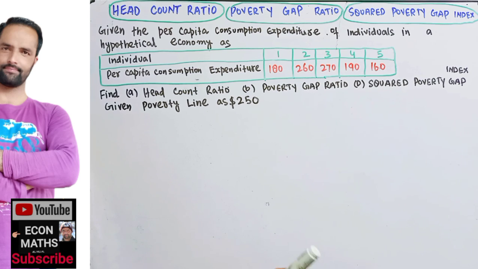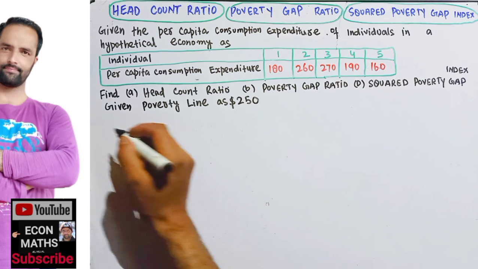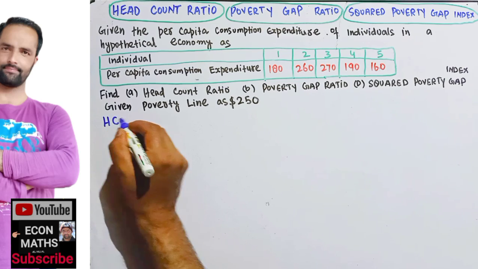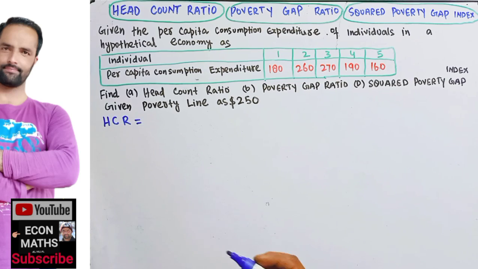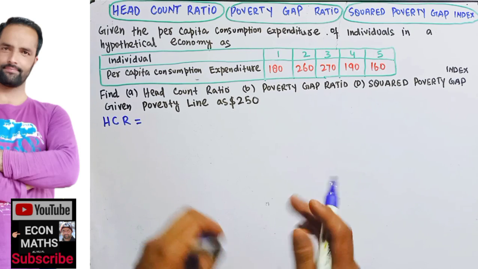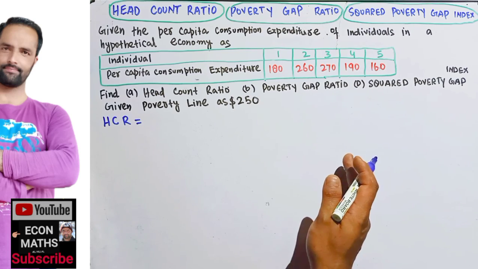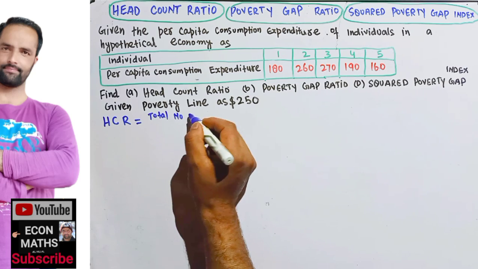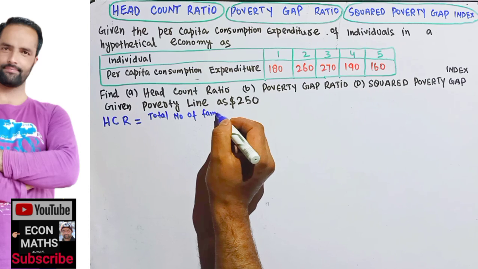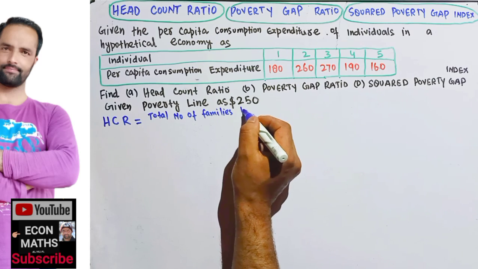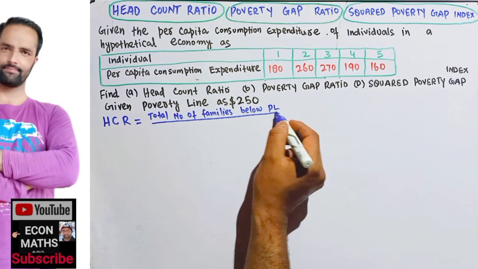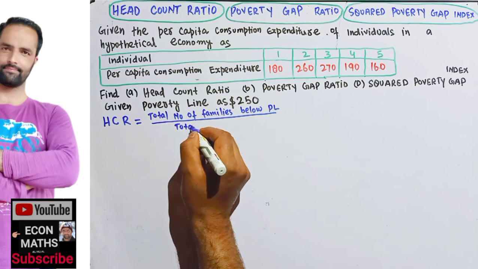So first we need to calculate the headcount ratio, and let me write it here. Let's denote the headcount ratio by HCR. Headcount ratio is equal to the total number of families below the poverty line, divided by the total population.